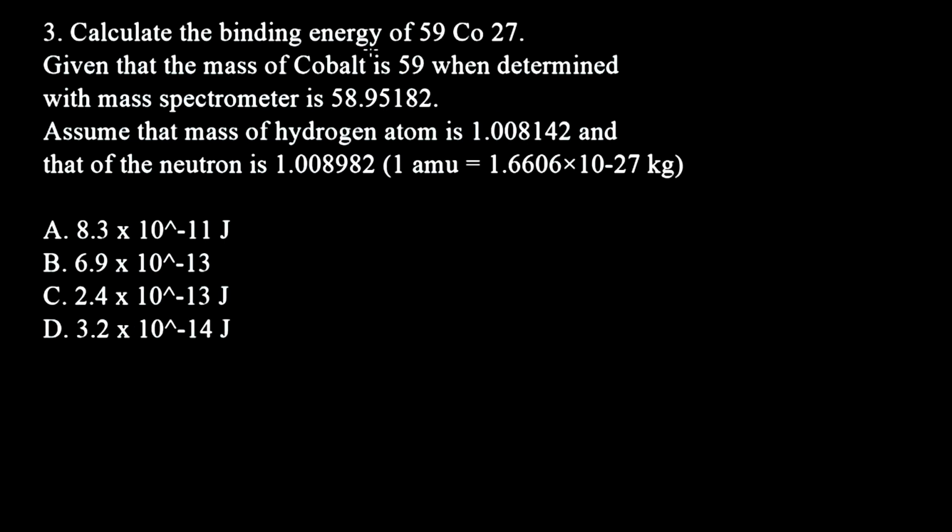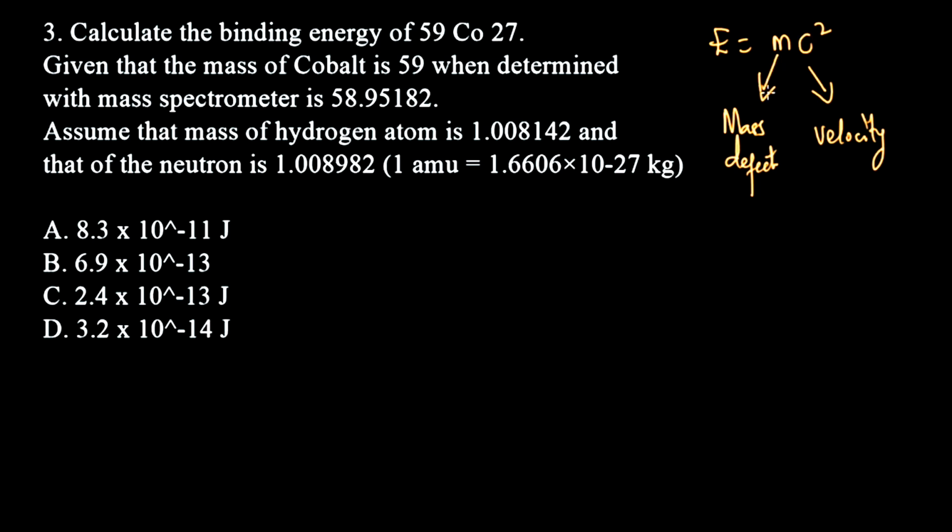Let's calculate the binding energy for cobalt. Given that the mass of cobalt is this, when determined with a mass spectrometer, this is the actual mass of the nucleus. Assume that the mass of hydrogen is this, and this. The formula for calculating binding energy is E equals mc squared, where m is the mass defect, and c is the velocity of light in meters per second.